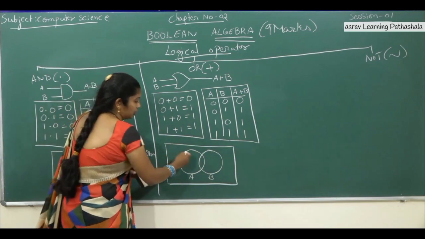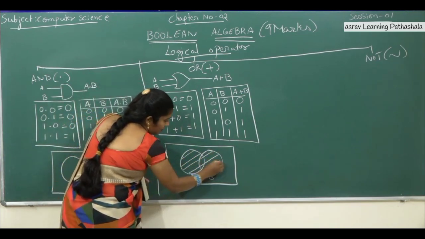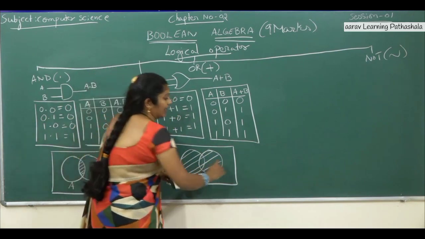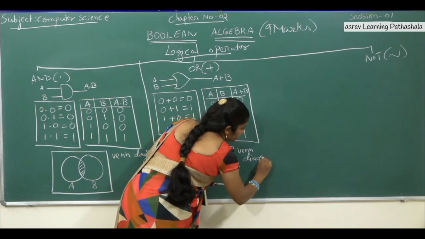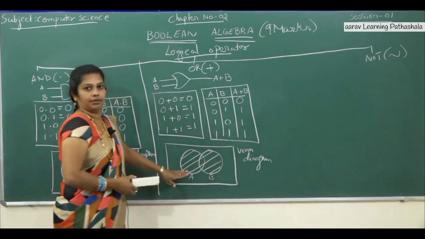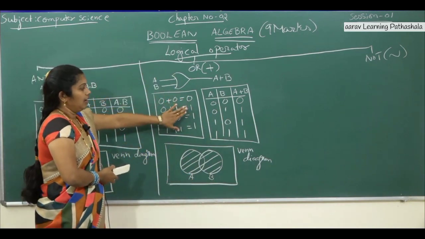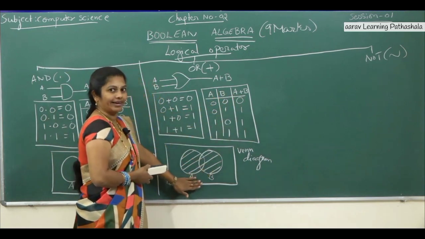That's why we have to shade A part as well as B part also. Both the parts we have to shade here. This is a Venn diagram. Venn diagram for the given operation. See? Symbol, alternative possible values, truth table, and this is a Venn diagram.